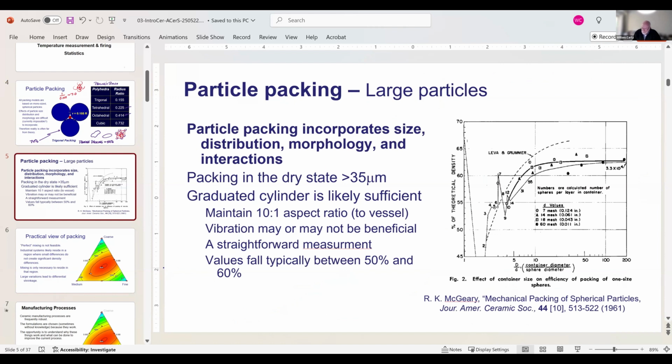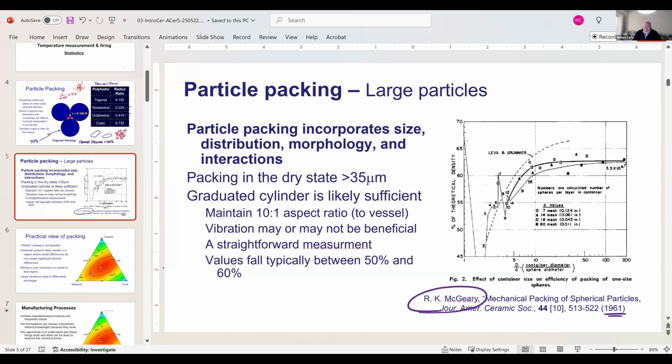Okay, this guy down here, this guy McGeary, if you don't have this article, if you're a member of the American Ceramic Society, you can get it for free online through the website and through Wiley. Journal of the American Ceramic Society, 1961. McGeary's Mechanical Packing of Spherical Particles is simply brilliant. Now, he did perfect spheres, and they're relatively large. But he looked at the size effects, there was no distribution data, etc., morphology, except interactions.